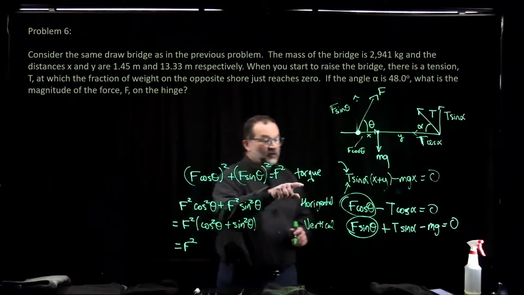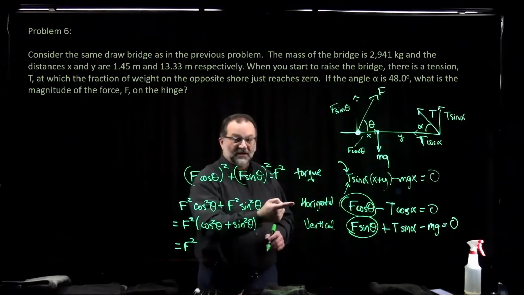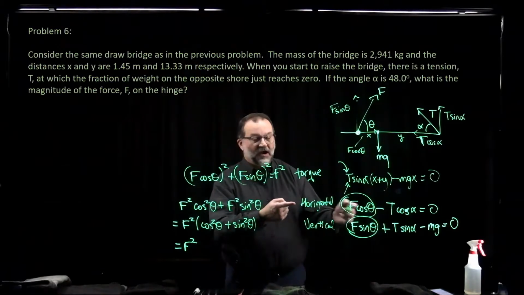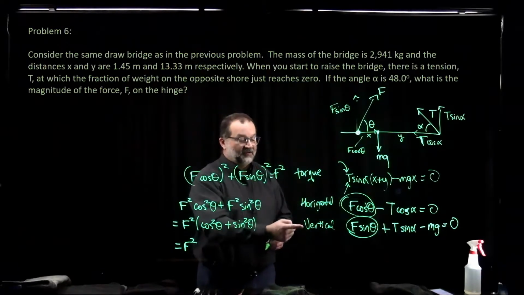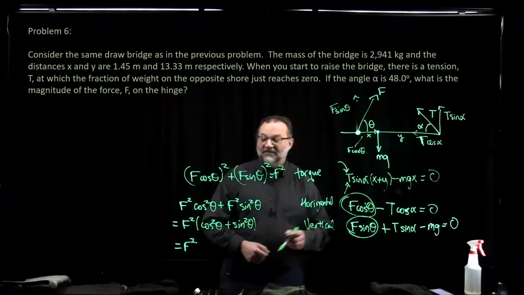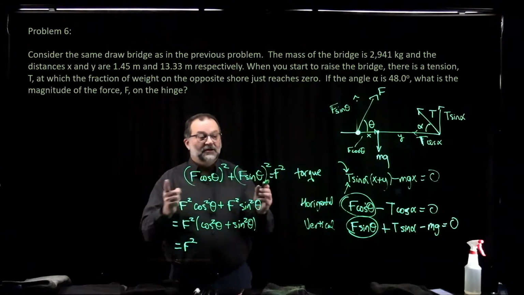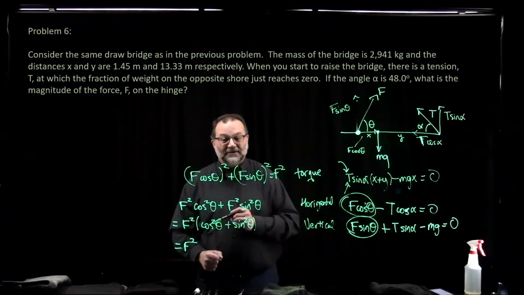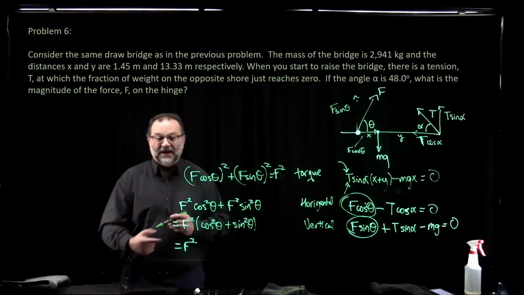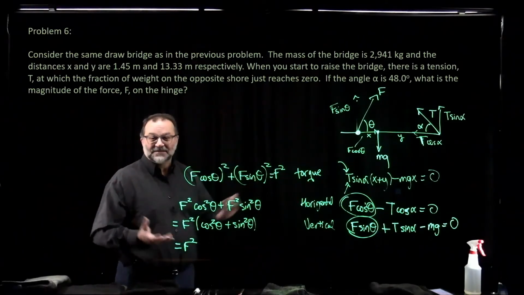You got your torque. That's going to give you the tension T. You got your horizontal equation for forces balancing. That's going to give you F cosine theta. You got your vertical equation for forces balancing. That's going to give you F sine theta. Once you have F cosine theta and F sine theta, you square, you add. That gives you the magnitude of F squared, and you're just going to take the square root of that to get F. And that's it for problem 6.